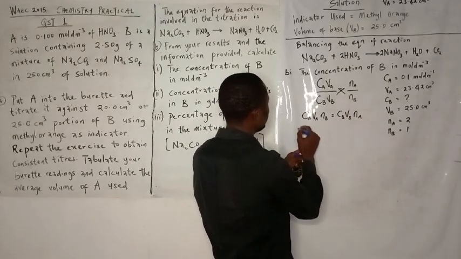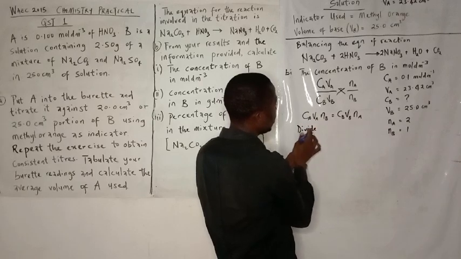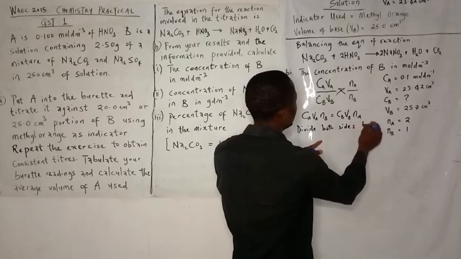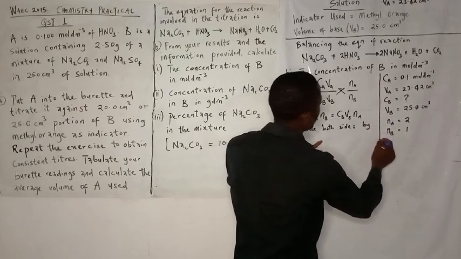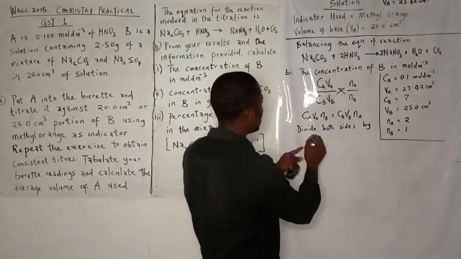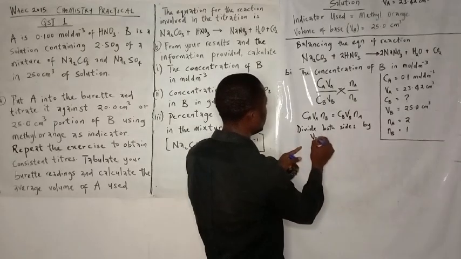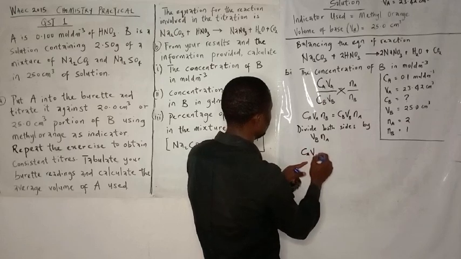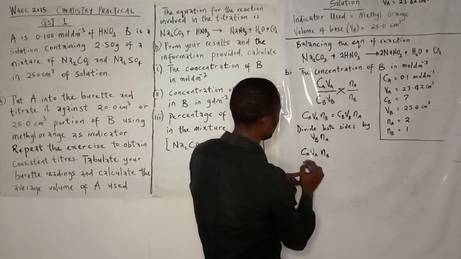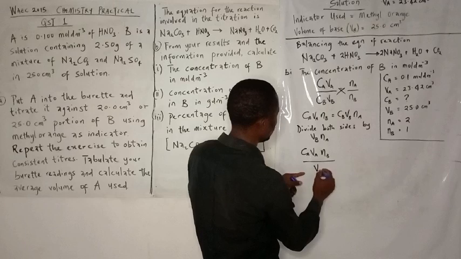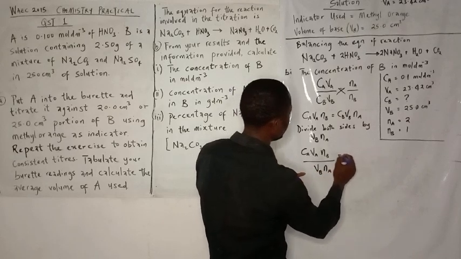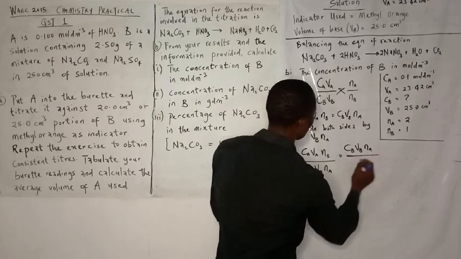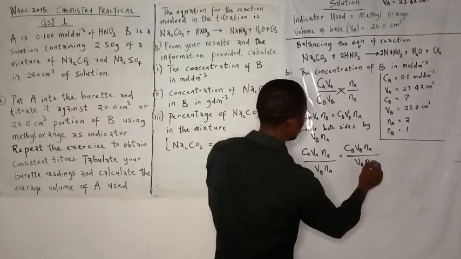So if we divide both sides, it's not really necessary to write this, divide both sides by Vb Na, we have that CaVaNb all over VbNa is equal to CbVbNa all over VbNa.